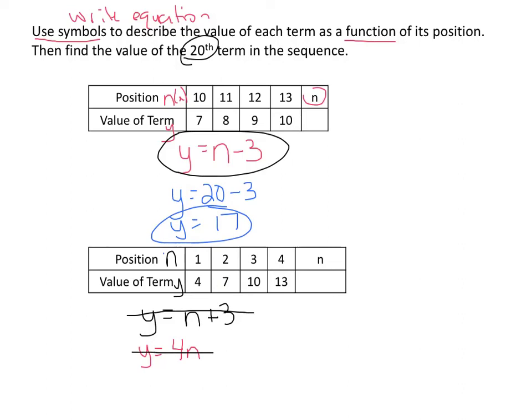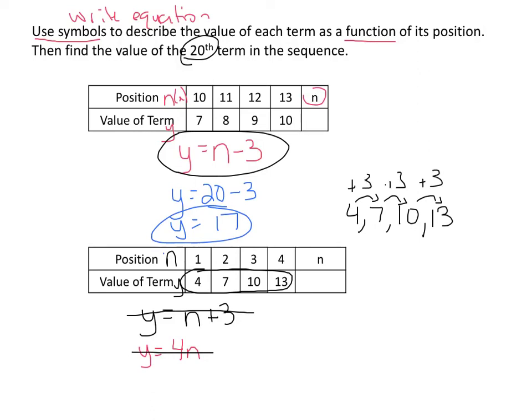If you go back to what we were originally doing on the first slide, remember we were just looking at the sequence, which is the value of the term. So let's just look at this as a sequence. So we have the sequence 4, 7, 10, 13. What do you notice about each of these terms? Each of them increases by 3.